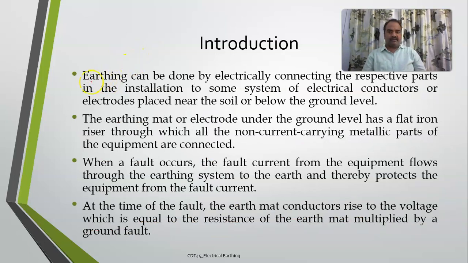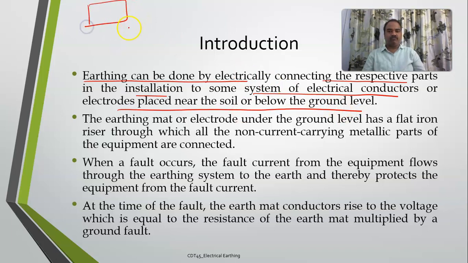The simple way: earthing can be done electrically by connecting the respective parts of the installation to some system of electrical conductors or electrodes, placed near the soil or below the ground level. So if I have the equipment, what I should do, and if this is the ground, I should connect the surface to the ground. Normally, the earthing mats or the electrode under the ground level will be connected to some conductor here below the ground level.